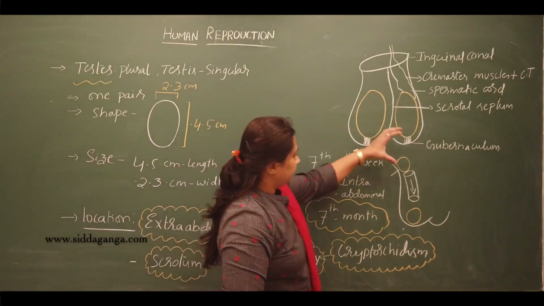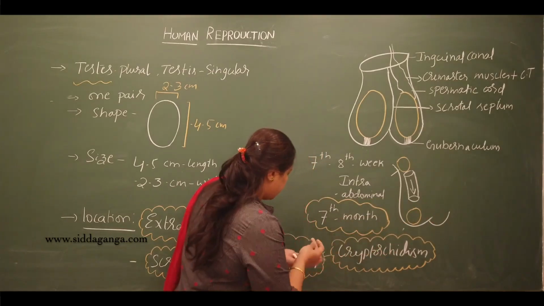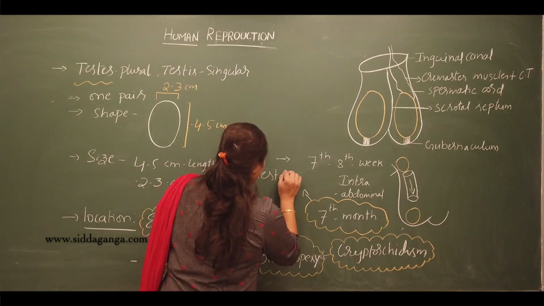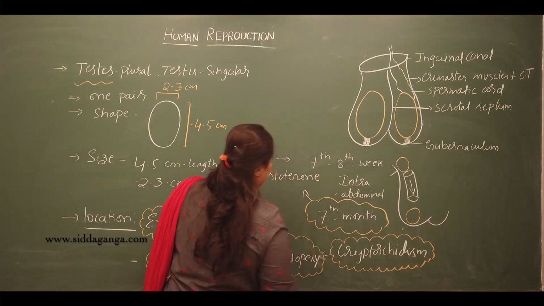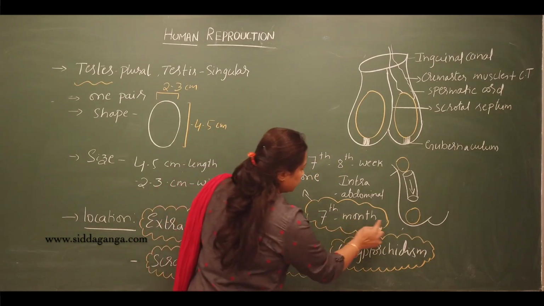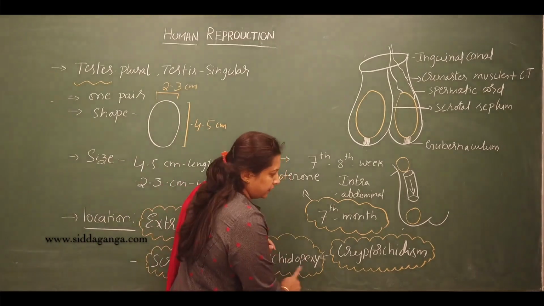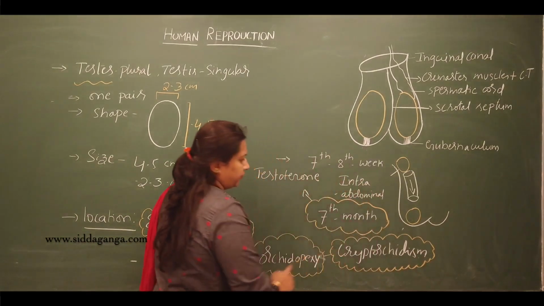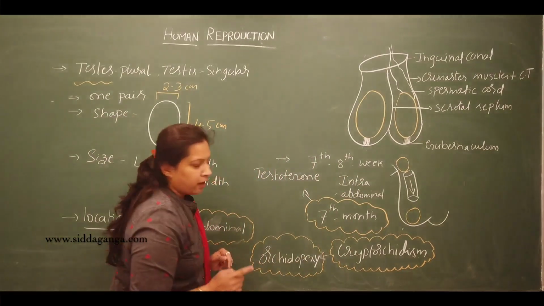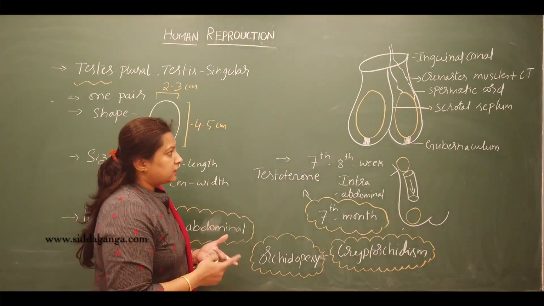The testes come to the scrotum during the 7th month of fetal life. This is because of the hormone testosterone. Due to testosterone, both the testes descend into the scrotum during the 7th month of fetal life. If they fail to descend, that results in sterility. That condition is called cryptorchidism, but it can be corrected by a surgery, orchidopexy. Okay, understood?